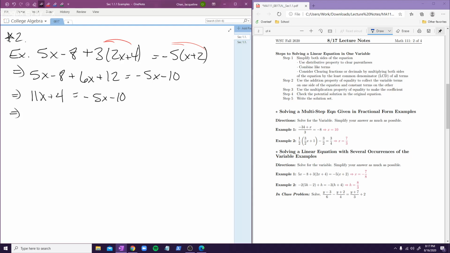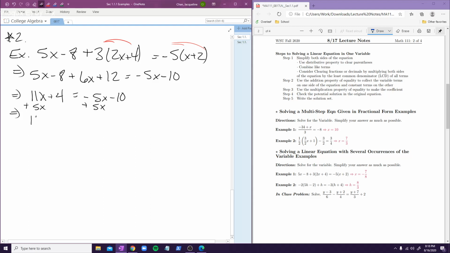So now on to step 2. We're going to use the addition property of equality to collect the variable terms on one side and the constant terms on the other. So unlike the other couple times, we now have variables and constants on both sides. Right? You can do whatever you want to do. What I normally like to do is I like to look at the variables, and I like to find the side that keeps my coefficient positive. Right? You can do whatever you want. Doesn't matter. You'll still get the same answer if done correctly, but I'm going to add 5x to both sides.